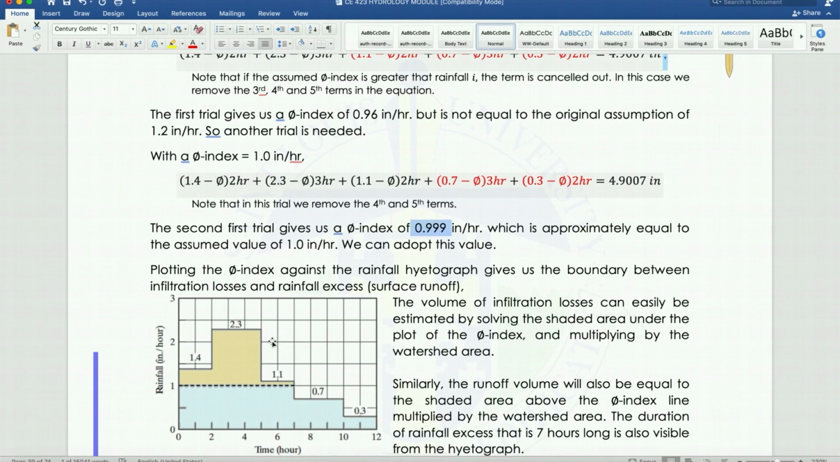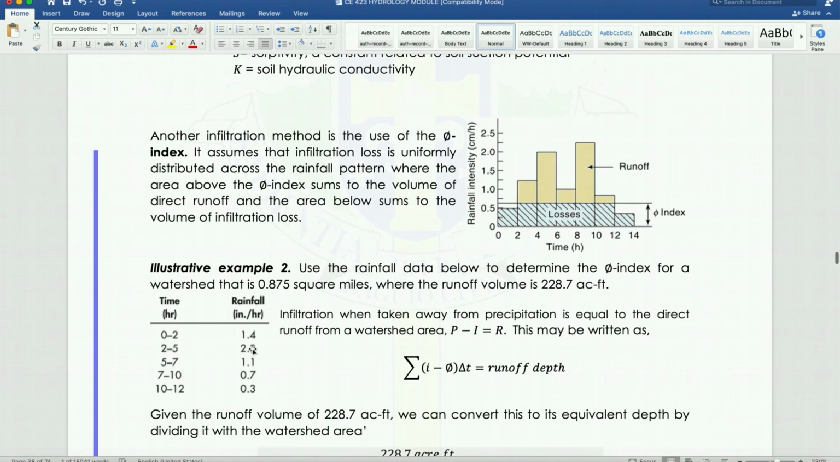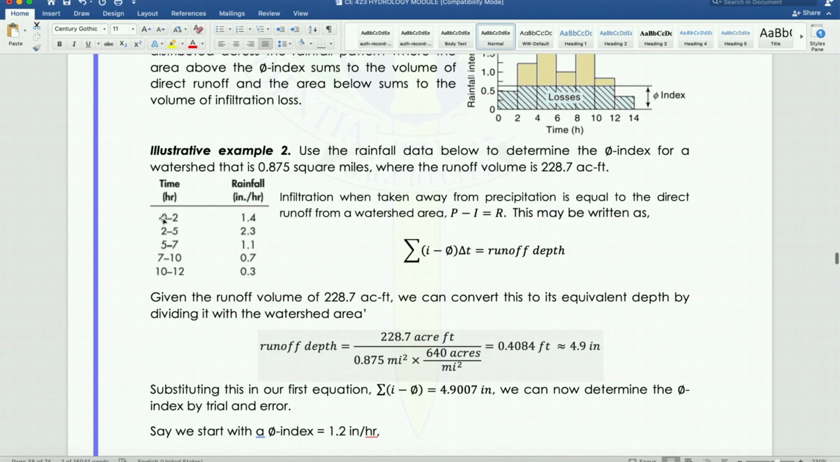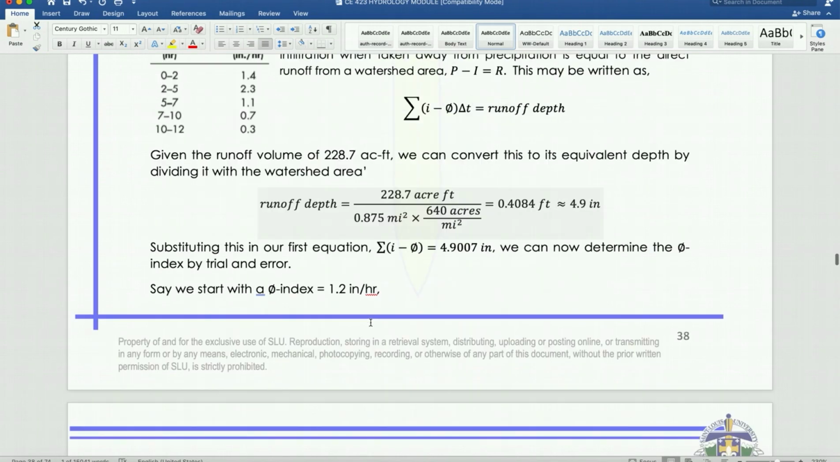Okay? So, ang gagawin natin, we have here sa y-coordinate and we have here sa x-coordinate. So, for the y-coordinate, we have here the rainfall, and for the x-coordinate, we have here the time. Okay? So, ito yung rainfall natin, 1.4, 2.3, 1.1, 0.7, and we have here 0.3. So, ipa-plot natin. From 0 to 2, the rainfall is 1.4. From 2 to 5, it is 2.3. From 5 to 7, it is 1.1. From 7 to 10, it is 0.7. From 10 to 12, it is 0.3.